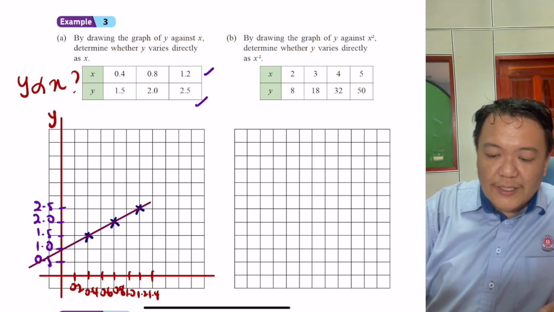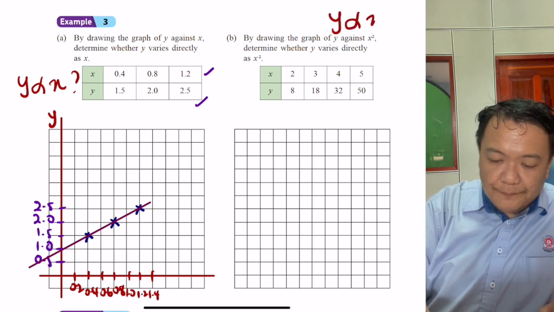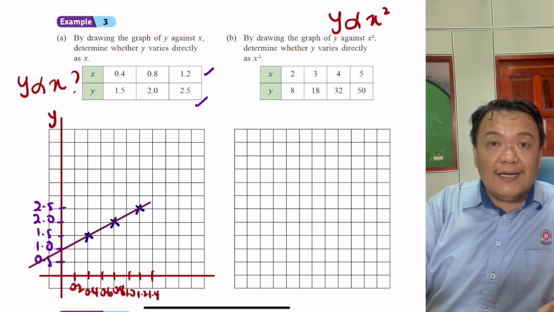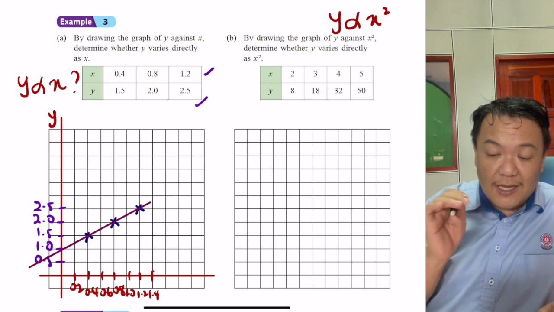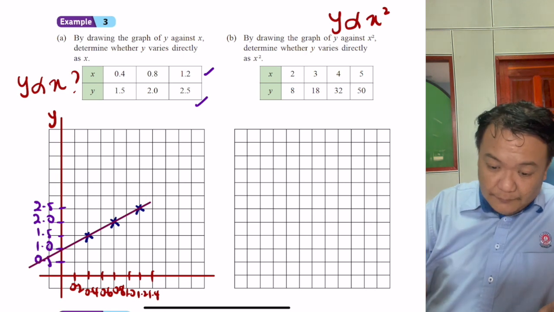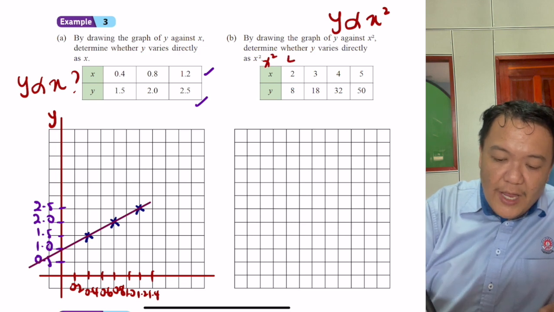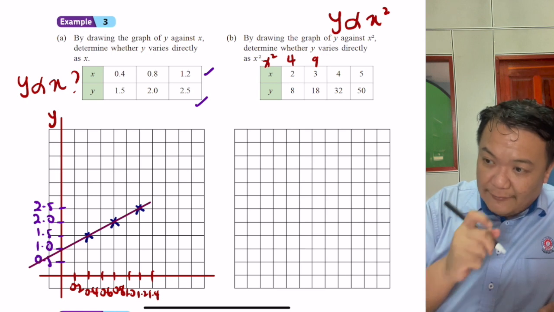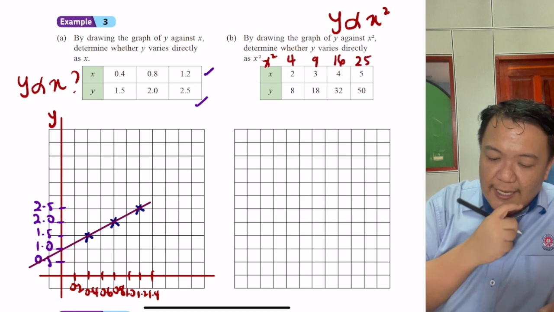By drawing the graph of y against x square, determine whether y varies directly as x square. So kita kena buat paksi y dan paksi x square. x square belum ada kan, so kita buat. So x square: 2 square 4, 3 square 9, 4 square 16, 5 square 25.